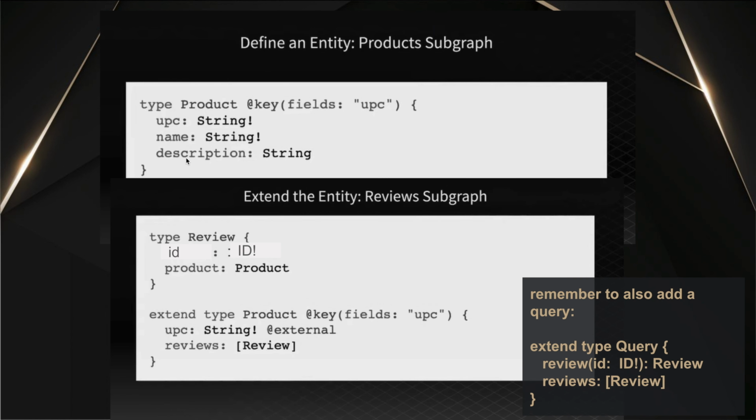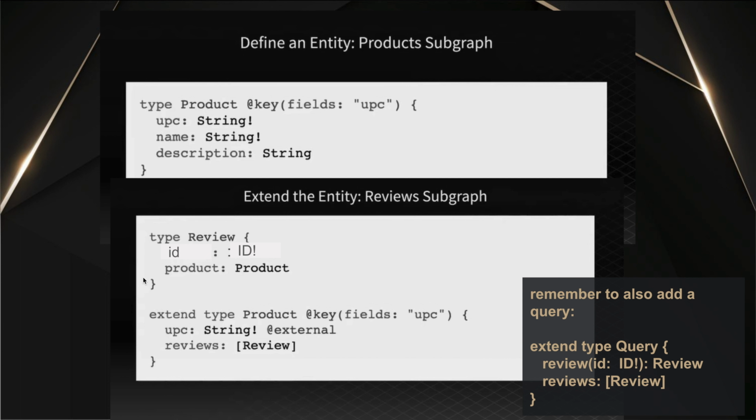So now let's go to another subgraph and extend the entity. So we know that reviews is going to want to use the product in some way, because a product can have a list of reviews, and a review is associated with a specific product. So we define our review type over here, and our review is going to have an ID as well as an associated product. So this is fine. And we can do this because our product is an entity, because it has the @key directive, which means it can be used outside the product subgraph.